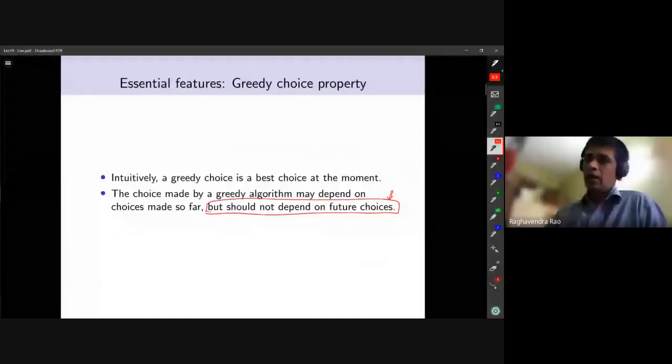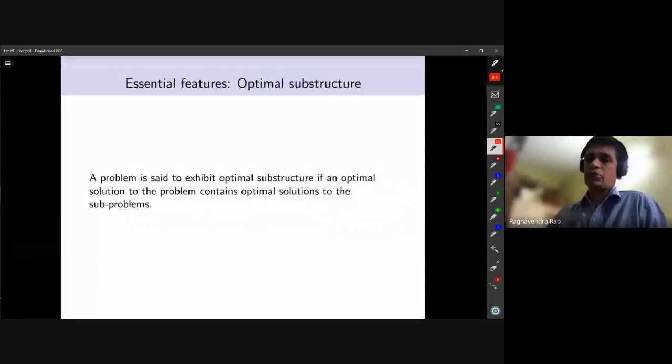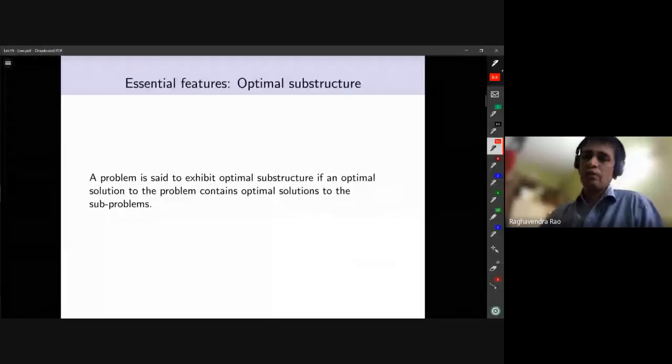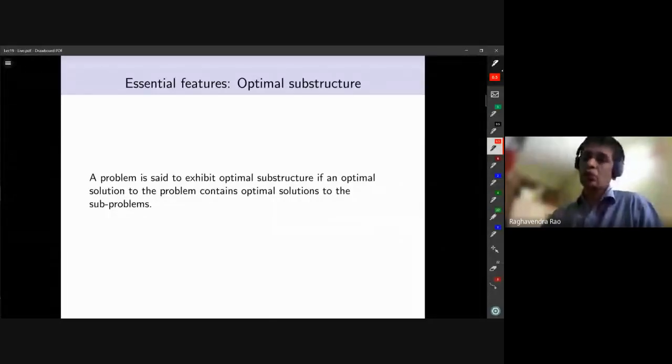The second one is the optimal substructure. This is more implicit to the problem. We say that a problem exhibits optimal substructure if an optimal solution to the problem contains optimal solutions to the subproblems.